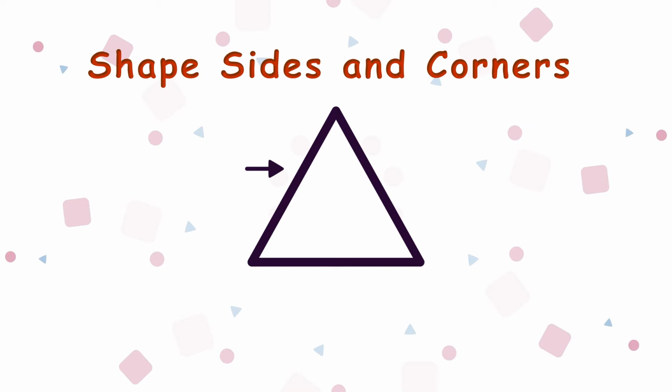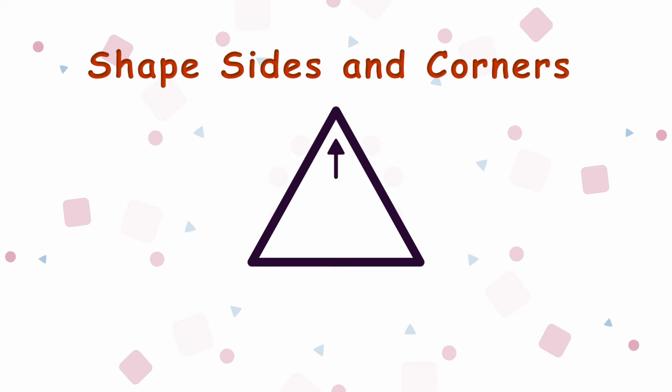Number of sides and corners. Two-dimensional shapes or flat shapes have what are called sides and corners. This part of the triangle is called its side. And a triangle has how many sides? Let's count. 1, 2, and 3. The triangle has 3 sides.